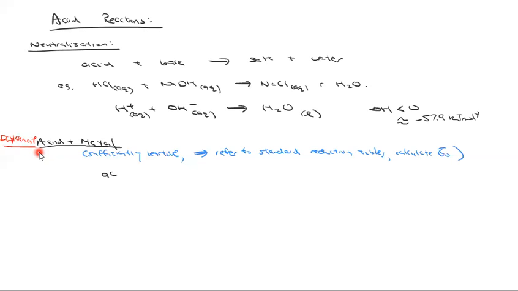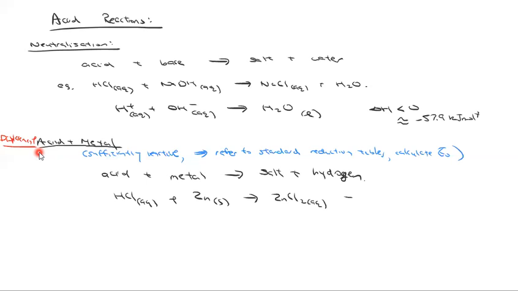That basically means you're going to have acid plus your metal, assuming the conditions are met, will give you salt plus hydrogen. So your typical example might be hydrochloric acid plus zinc will give you zinc chloride plus hydrogen.